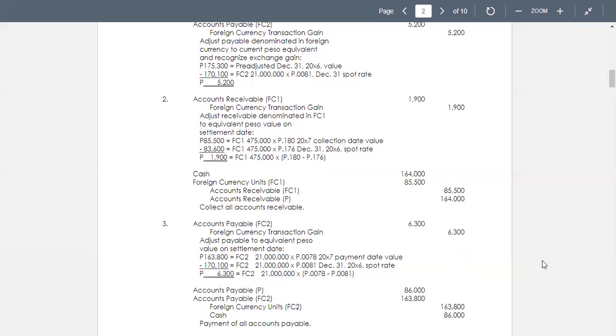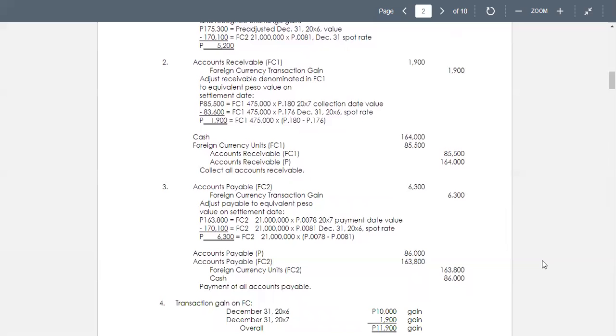163,800, credit foreign currency units 163,800, and credit to cash 486,000. That's the equivalent of your accounts payable. So payment of accounts payable.